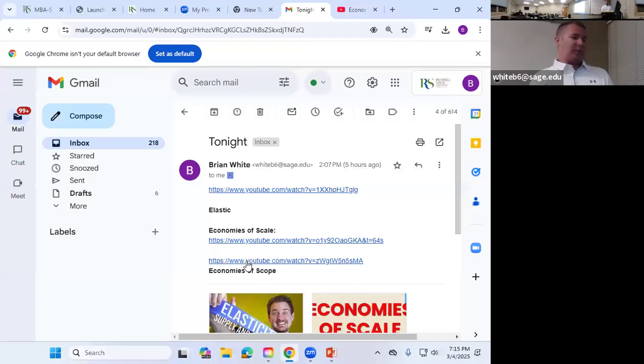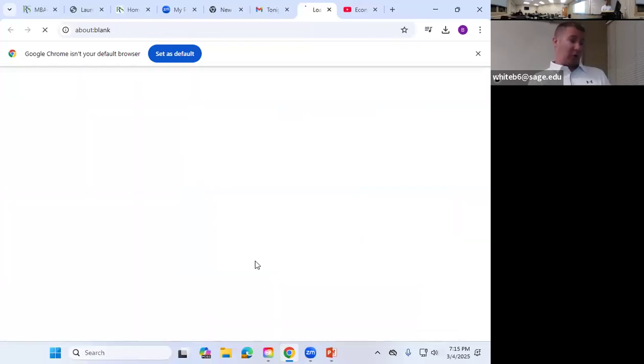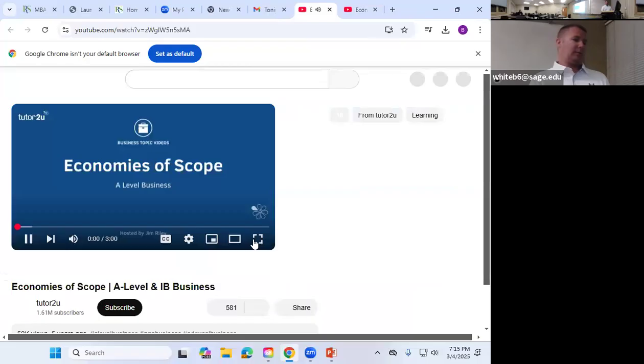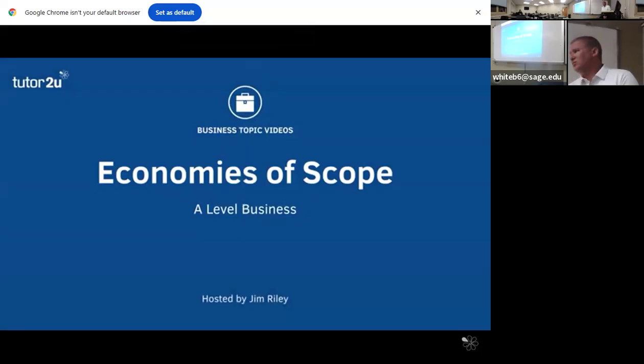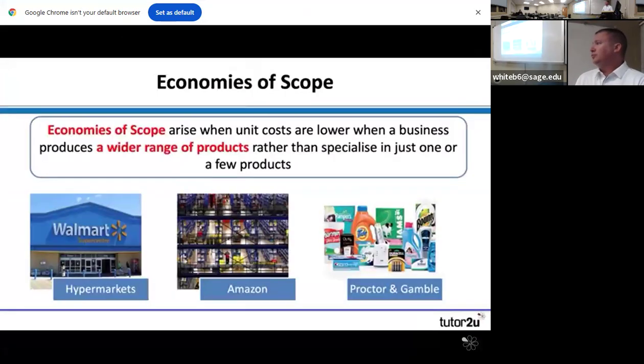The next one I want to talk about is the economies of scope, the difference behind it. Hi there. Here's a concept that sounds very similar to economies of scale, but is actually called economies of scope. So what's the difference? Well, firstly, what are economies of scope?